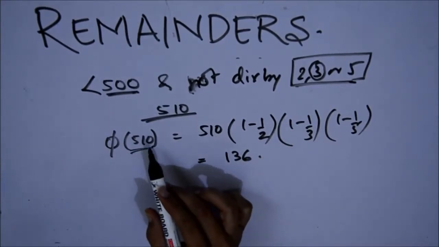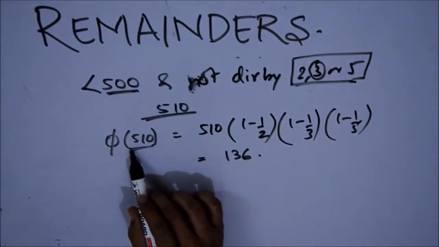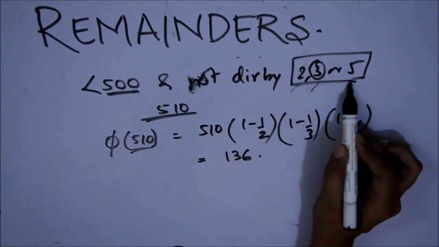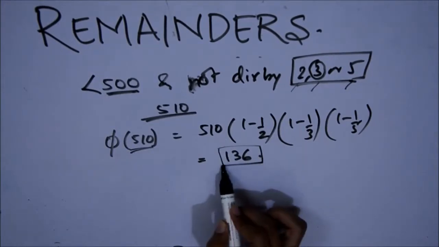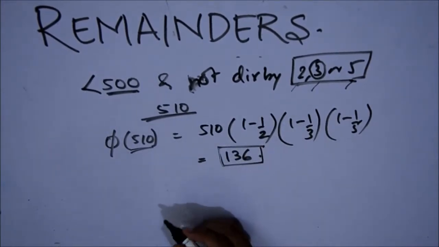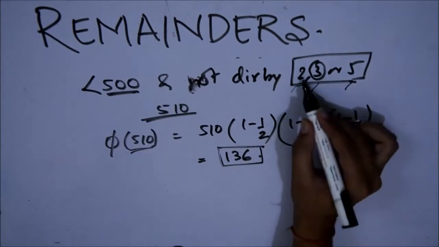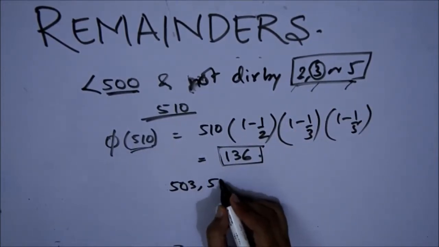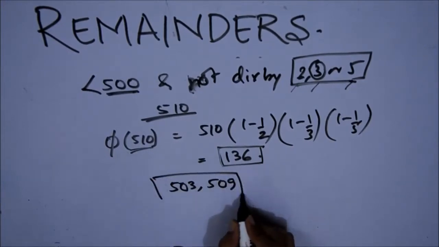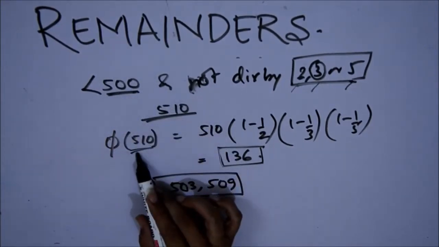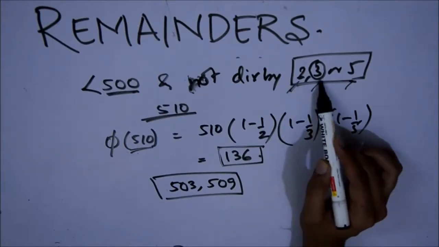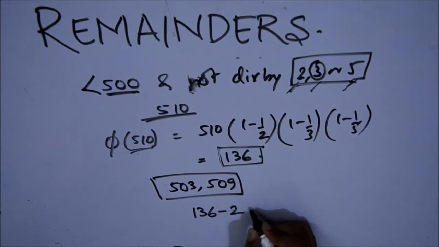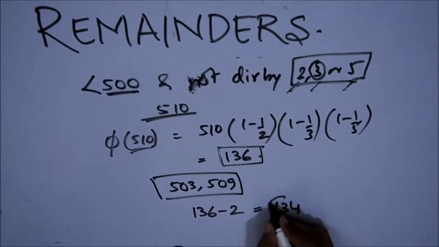Now what we have done is we have taken certain numbers in between 500 and 510 which are not divisible by either 2 or 3 or 5, and that is included in this 136. So we need to remove that. How do we do it? What all numbers have we included? 503 and 509. These are the two numbers that we have included between 500 and 510, which are not divisible by either 2, 3 or 5. Hence, the correct answer is 136 minus 2, that is 134.